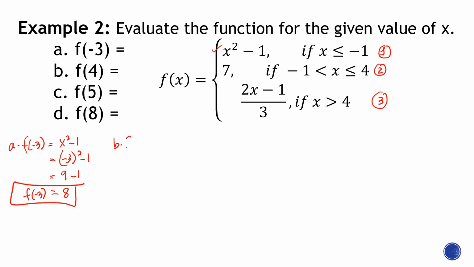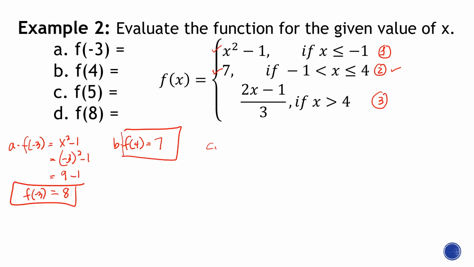Letter B, f of 4 equals what? Let's answer this question again. Is 4 part of what domain? First, second, or third? Let's try the first one. Is 4 less than or equal to negative 1? No. Is 4 greater than negative 1? Yes. But is it less than or equal to 4? Yes, also. So the answers are two yeses. That means it's part of the second domain, which means this is the formula that we will use. And here, it's not a formula, it's just a 7. So that means the answer is 7.